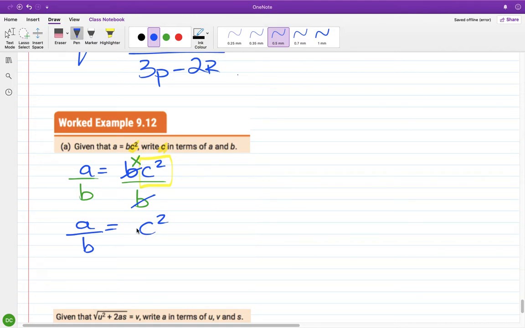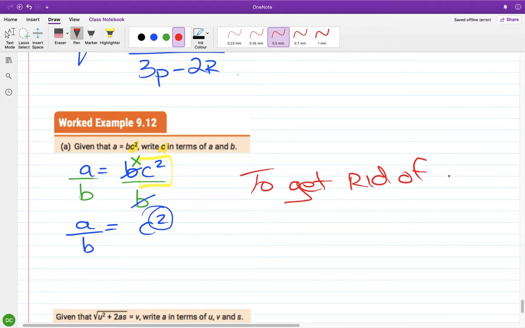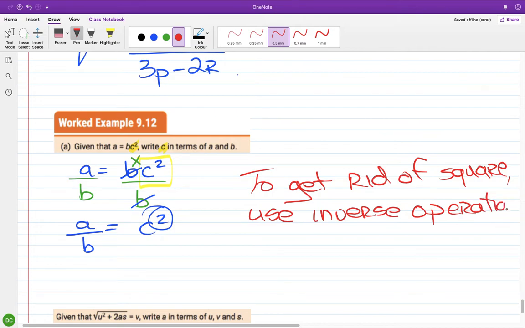Now, I have the c isolated, but the problem is it's not c, it's c squared. I need to get rid of the squared. Now, I don't know if you remember this, we did do this, but to get rid of a square, exactly like everywhere else in algebra, you use the inverse operation. And the inverse operation of a square is a square root.